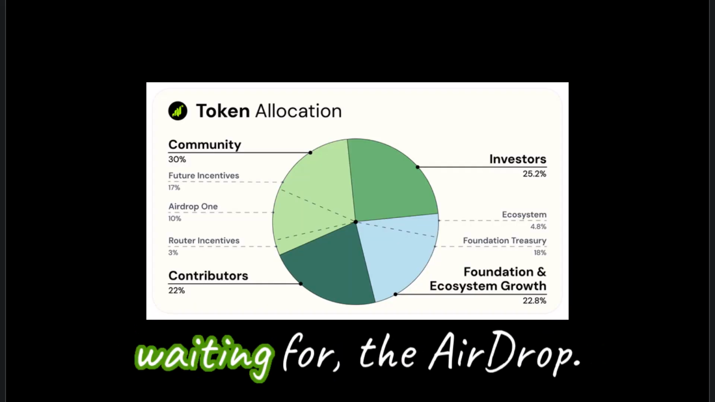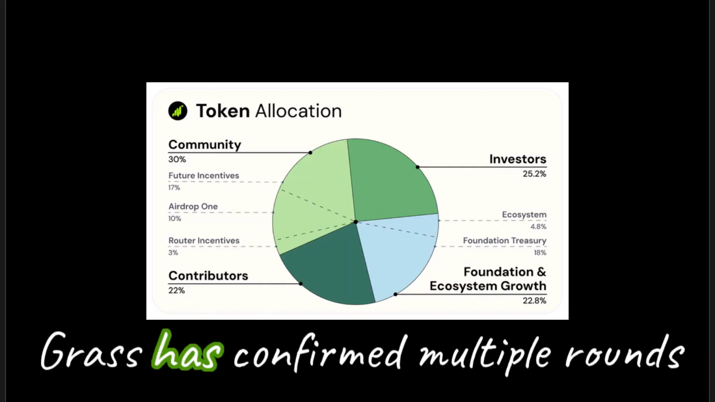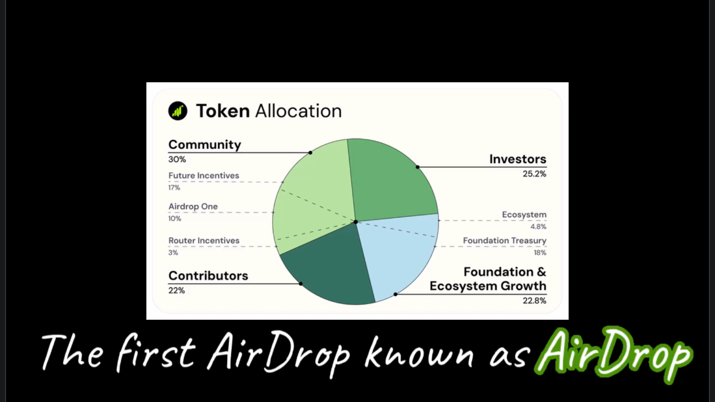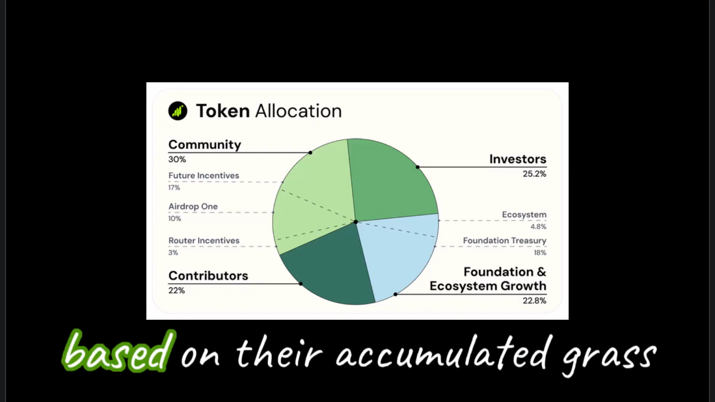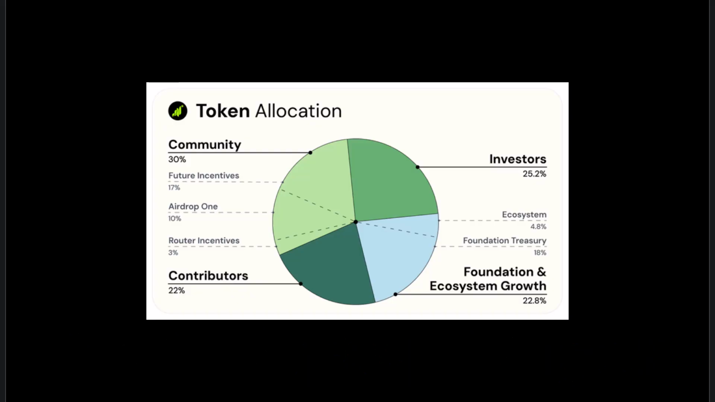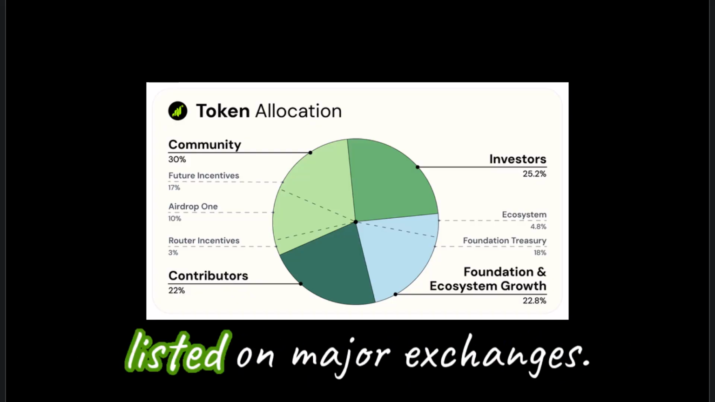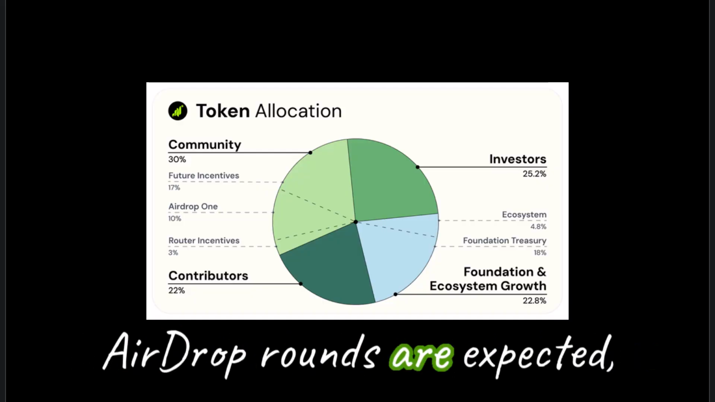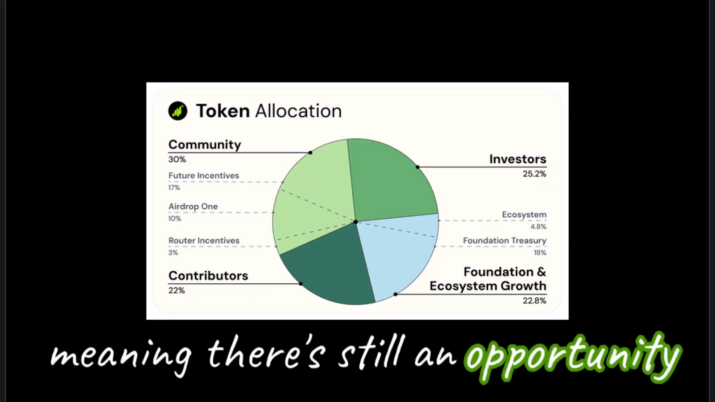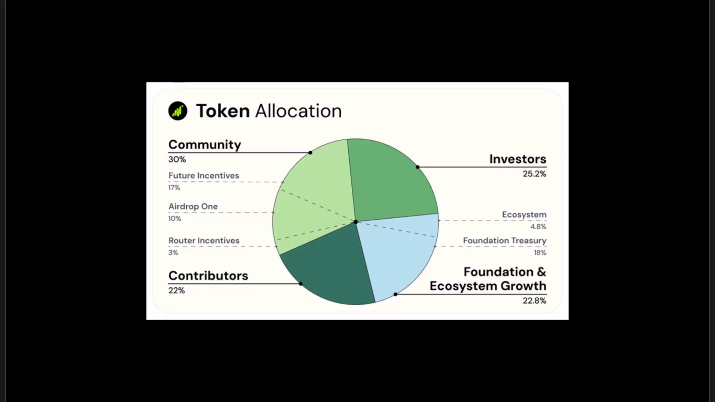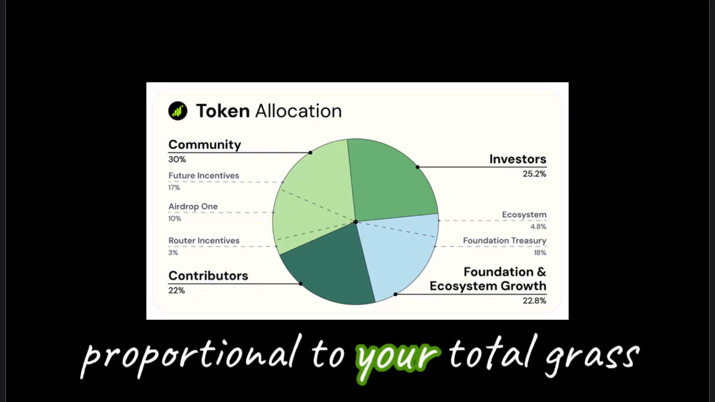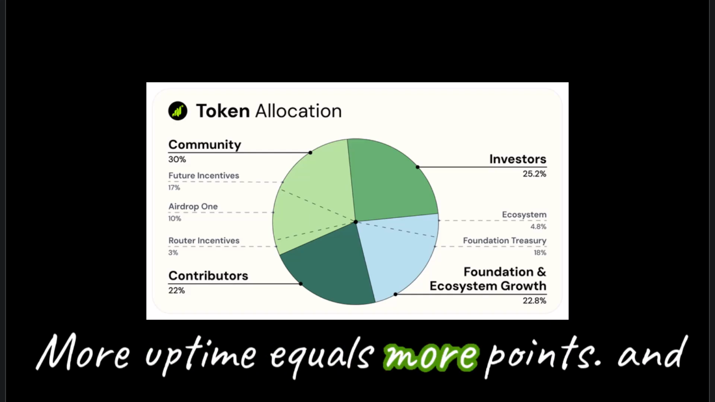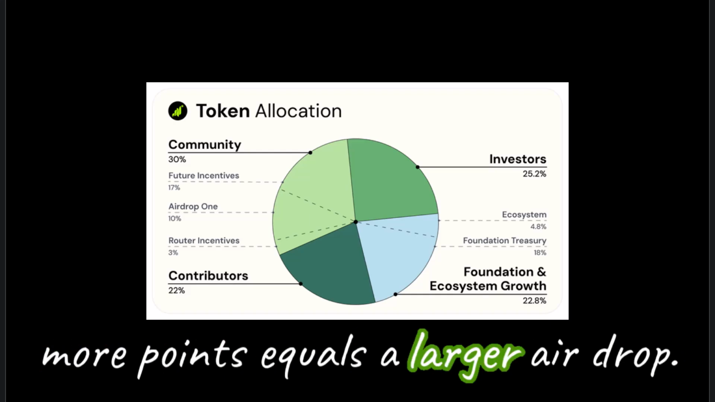Now for the part you've been waiting for, the airdrop. Grass has confirmed multiple rounds of airdrops for its community. The first airdrop, known as Airdrop 1, rewarded early participants based on their accumulated Grass points. The Grass token is live and has been listed on major exchanges. But here's the key insight. Future airdrop rounds are expected, meaning there's still an opportunity to participate and earn allocations. Your airdrop allocation is proportional to your total Grass points. So the equation is simple. More uptime equals more points, and more points equals a larger airdrop.